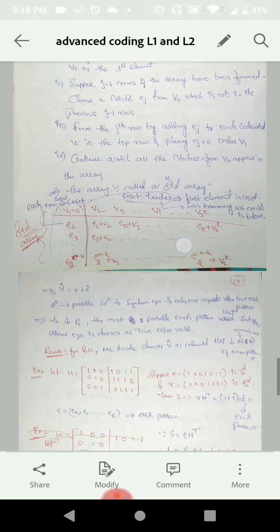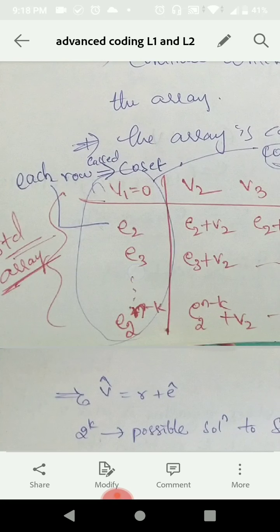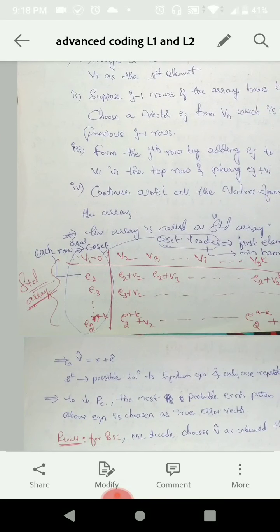And we need to make this arrangement, where in the first row all are v values, like v1 is equal to 0 and the other code words v2, v3, up to v power 2k. So we divided the code words into 2 power k, right? So we need to define that. Then we are going to make the error vectors, like e2, e3, e4, up to e power 2 power n minus k.